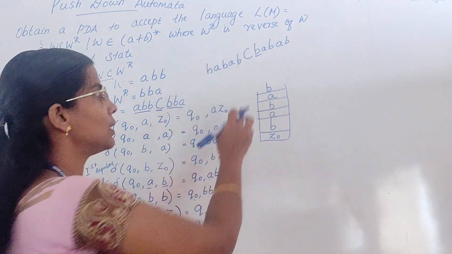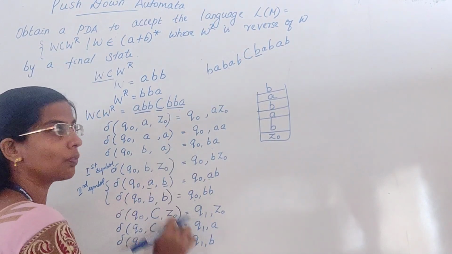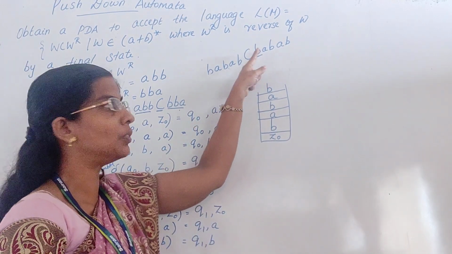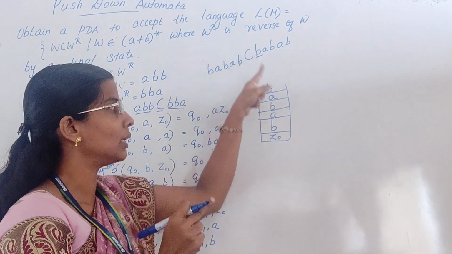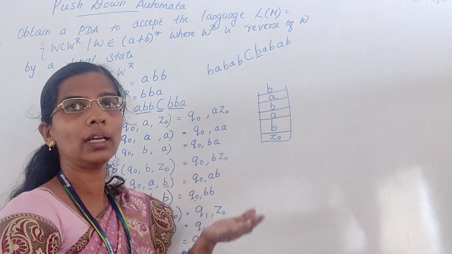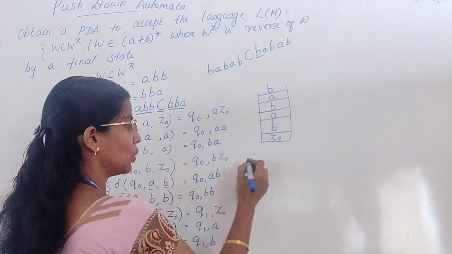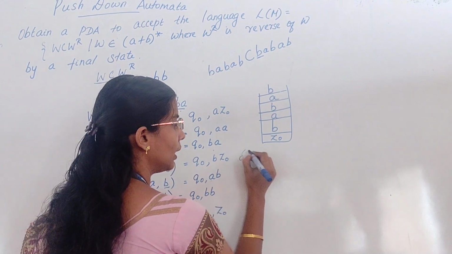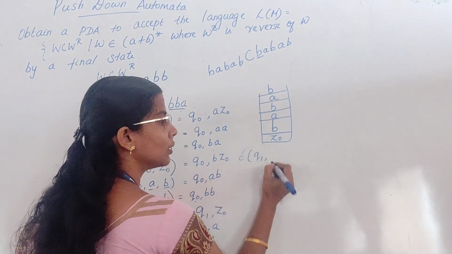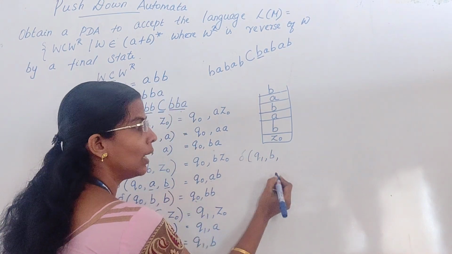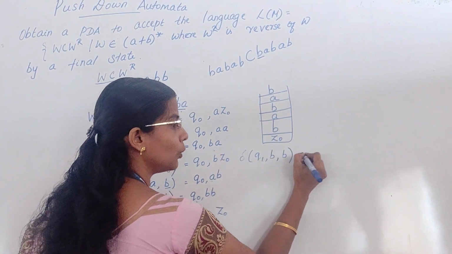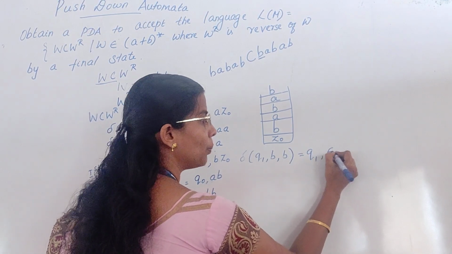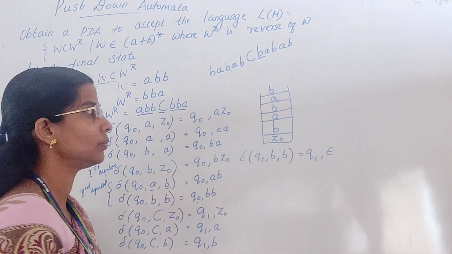We have written the transition till C. And what is your next input symbol? B. If this input symbol is equal to my stack top, I can pop. So how will you write? Now which is your current state? Q1. Next, from Q1, suppose your input symbol is B and your stack top is B, you can pop. You will be in Q1 state for popping. I told you for pop the notation is epsilon.